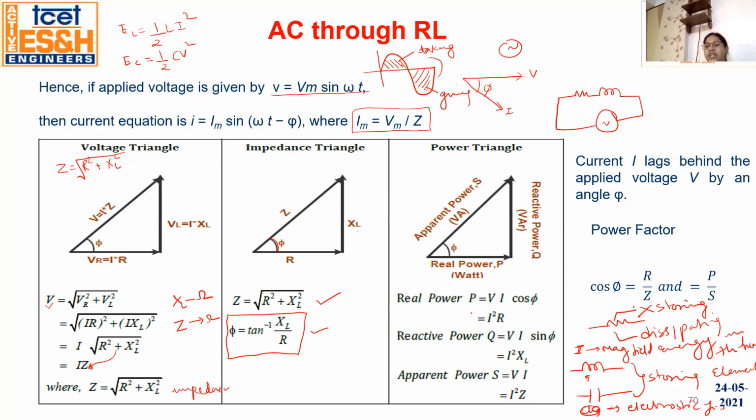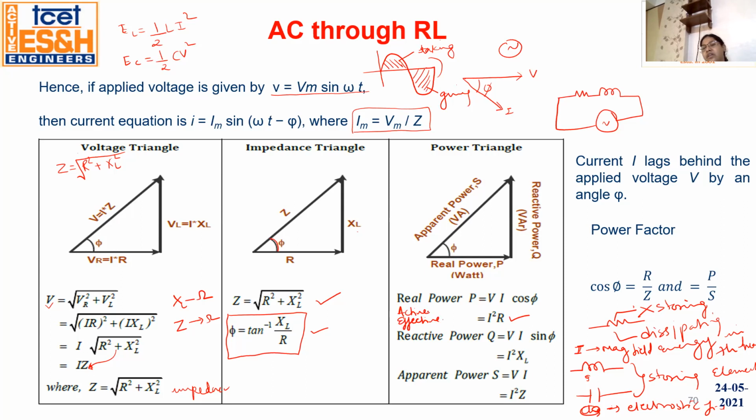So inductor and capacitor are not consuming any power, whereas the resistance is consuming the power. That's why the power across resistance is real power, active power, or effective power.